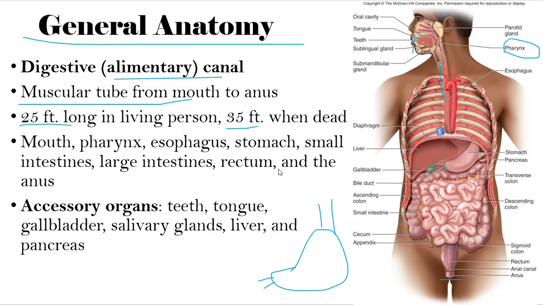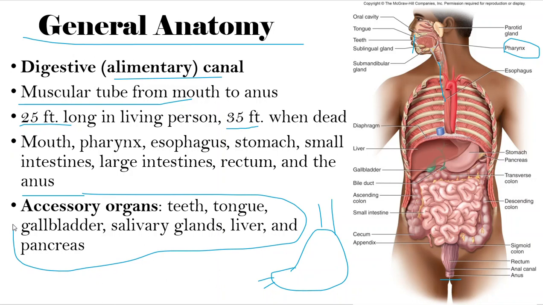Mouth, pharynx, esophagus, we already talked about all that. Now, these accessory organs are not part of the tube, but they are vital components in helping us to get our food processed. The teeth, for one, are going to do part of that mechanical digestion I talked about. They're going to actually cut and grind the food up into smaller particles.